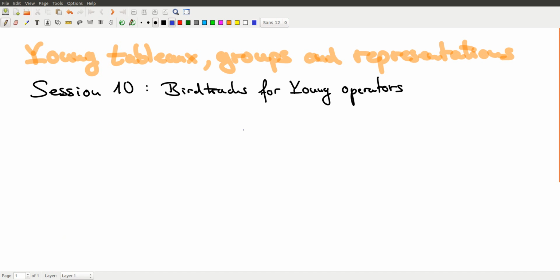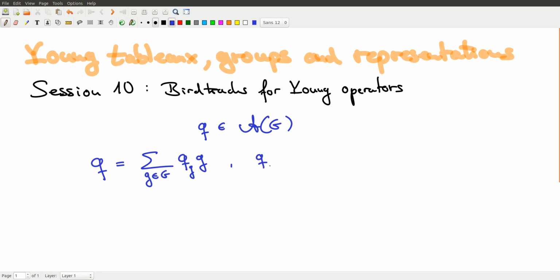We just defined the group algebra of a finite group G by saying that its elements are linear combinations of the group elements. So we write a Q in the group algebra as a sum over g in the group G of some coefficients Q_g times g, complex coefficients. And now let's take a second element in the group algebra, say R, with coefficients R_g.